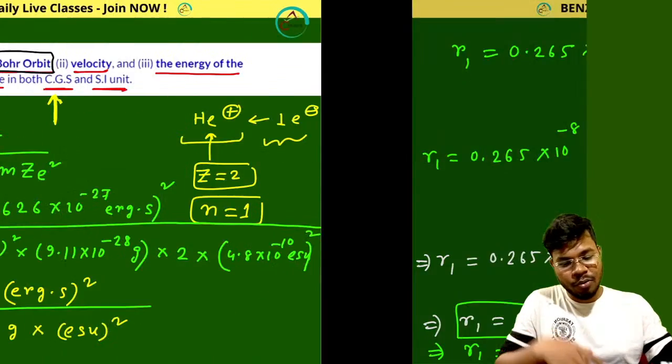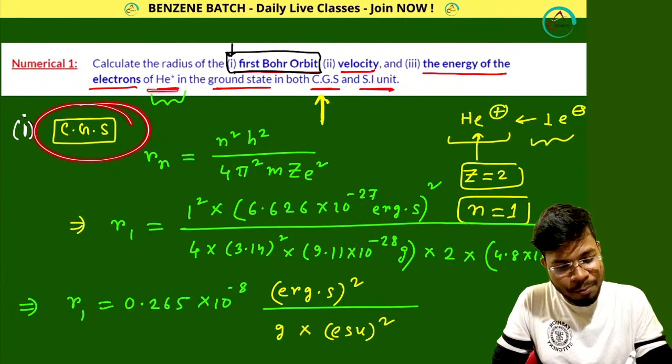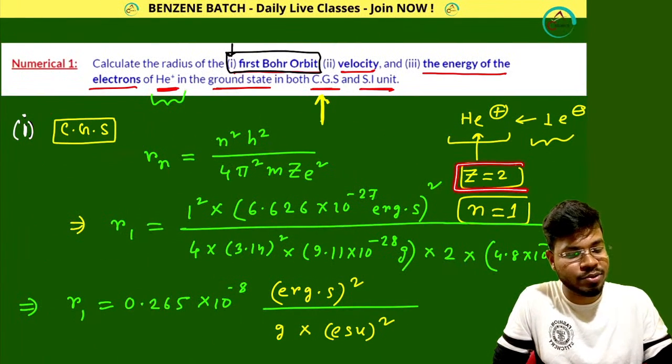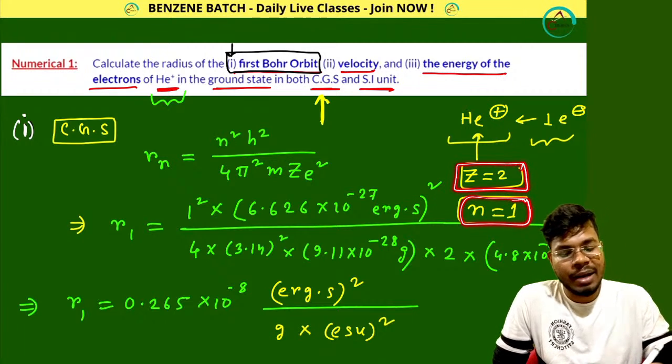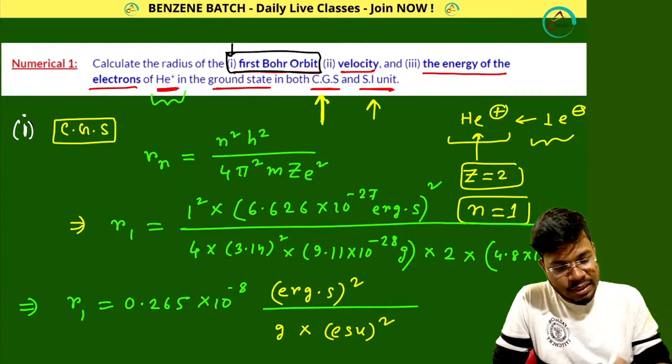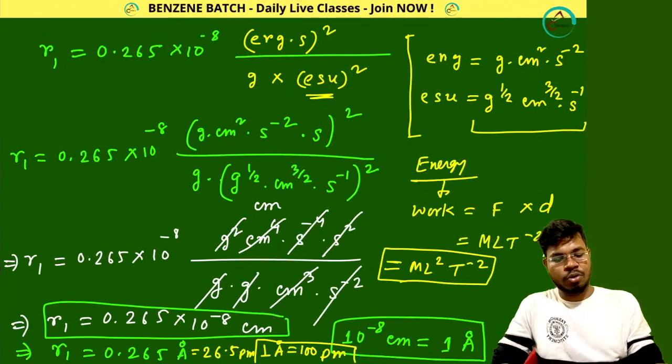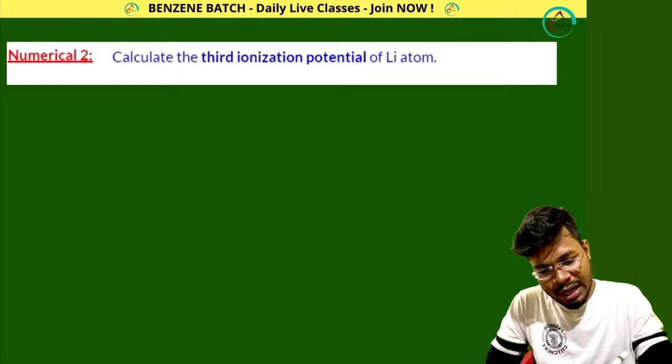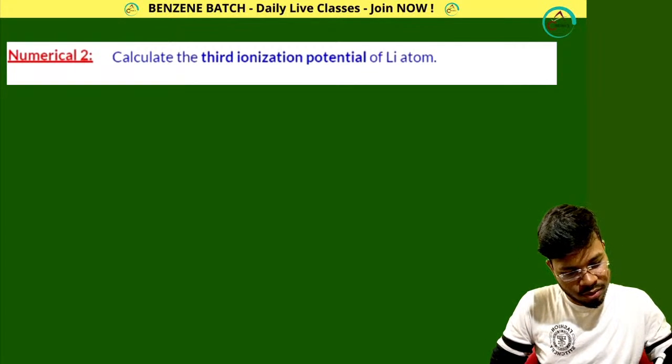Fine. So I have calculated my first Bohr orbit for helium plus. That means the only variation is Z equals 2, n equals 1, and I have calculated this value. Now I want to do it in SI unit. I have done it in CGS unit, now I want to do it in SI unit. So again I need one page, so I need to import that one.